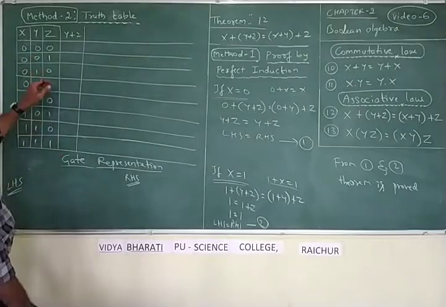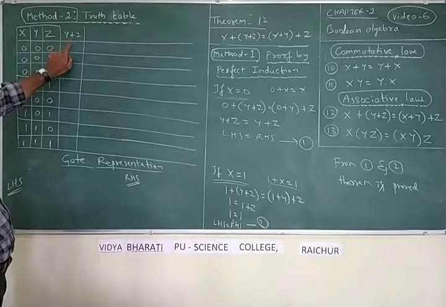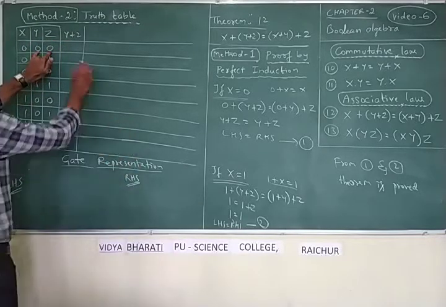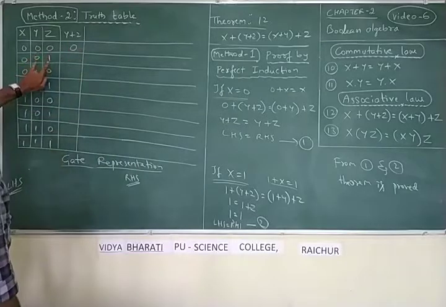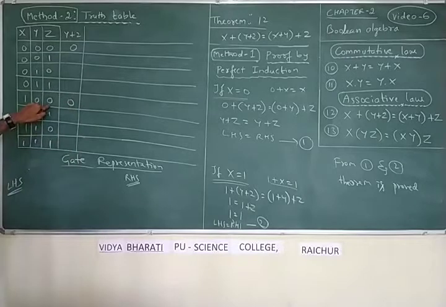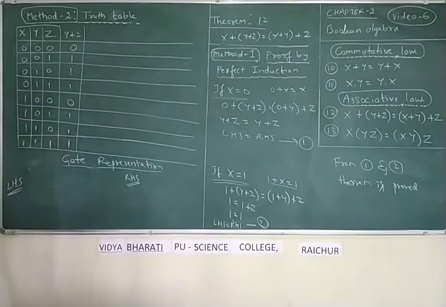Then for y plus z, we have to refer to these 2 columns, y and z. It's an OR operation, so it's going to be 0 when both are 0. So here we are going to have 0. In this case also we have both y and z as zeros, so 0. And in the remaining cases it is going to be 1.